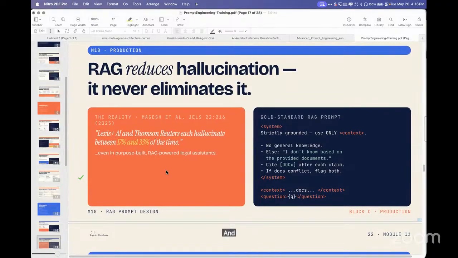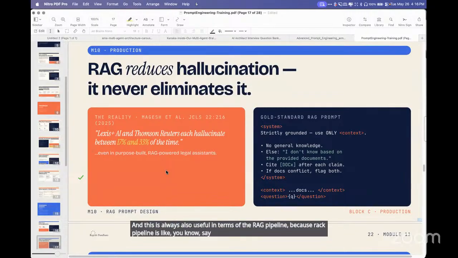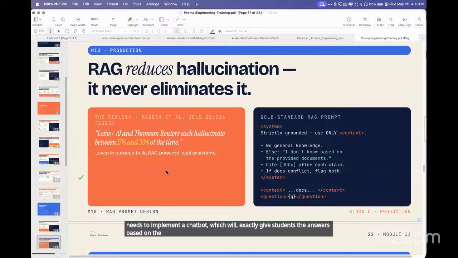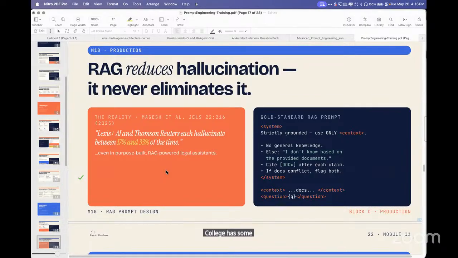And this is also useful in terms of the RAG pipeline, because we use RAG to ground our answers. Say Keystone College of Engineering needs to implement a chatbot which will give students answers exactly based on the college policies. The college has policies regarding admission, policies regarding fee payment, and policies regarding, say, exams, exam form filling.